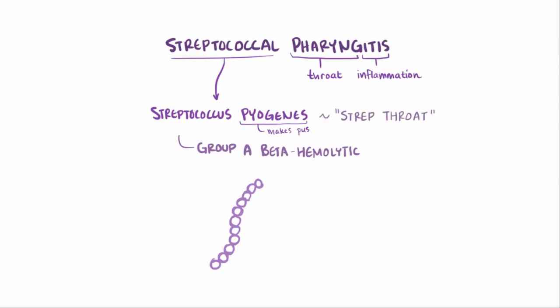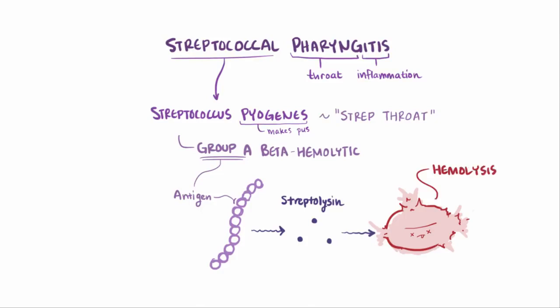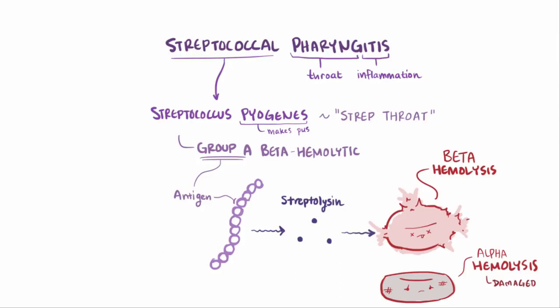just called strep throat. This particular group of streptococcus has an antigen that lumps it into a group called group A, and it also produces an enzyme called streptolysin that completely lyses nearby red blood cells, or causes them to rupture. Rupturing red blood cells is called hemolysis, right? And when those red blood cells rupture and are destroyed, it's called beta hemolysis, as opposed to alpha hemolysis, where cells aren't actually destroyed, they're just damaged or bruised.